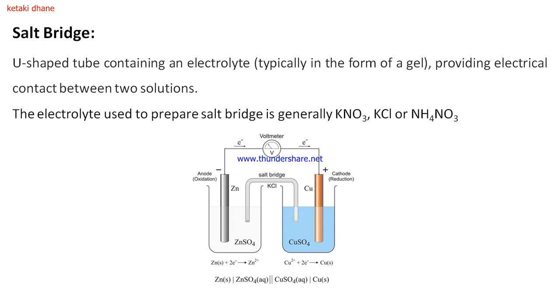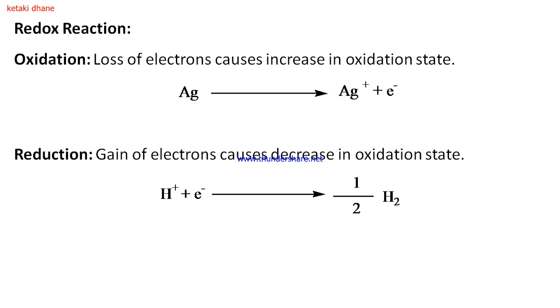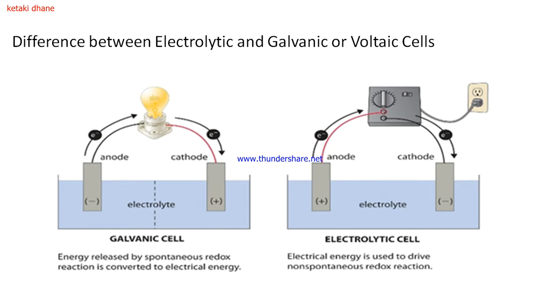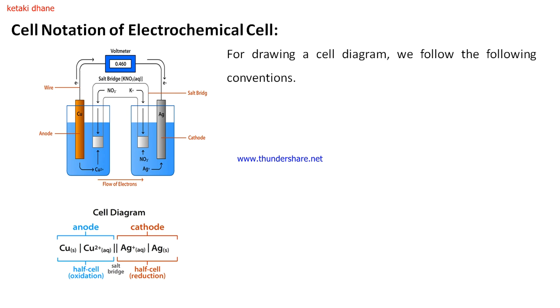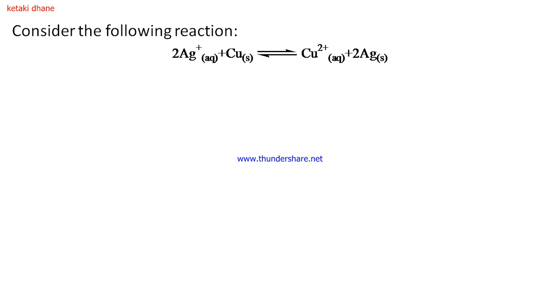So we have started a discussion on potentiometric titration. Up till now we have seen some of the definitions: redox reactions, oxidation, reduction. Then we discussed the difference between the electrolytic cell and the galvanic or voltaic cell, and the differentiating points between them. After that we discussed how to denote an electrochemical cell.